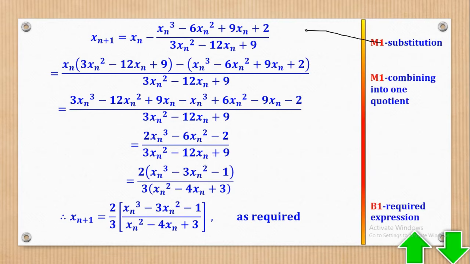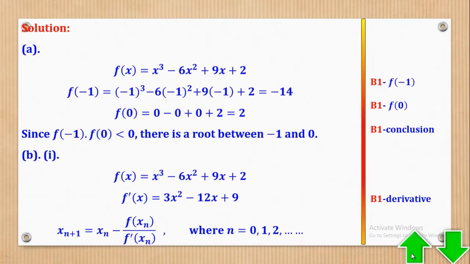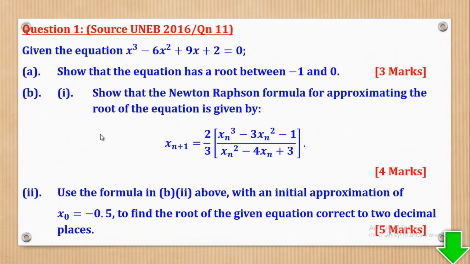So M1 for this substitution into the formula for NRM. This one is for combining or getting the LCM, and this one is for expressing it in the required format. So that was part B Roman 1. Now we shall go to part B Roman 2.